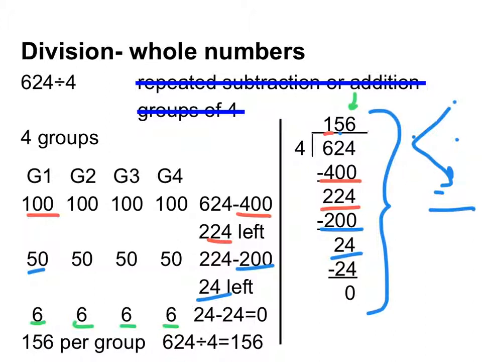The algorithm, on the other hand, is very, very specific. You have to put the maximum number of hundreds, and then the maximum number of tens, and then the maximum number of ones to make it work. But they're the same.